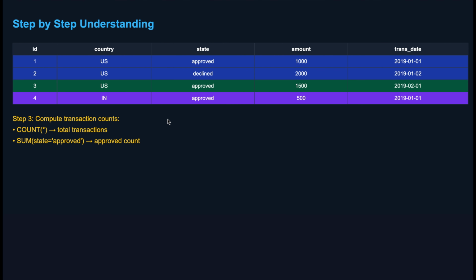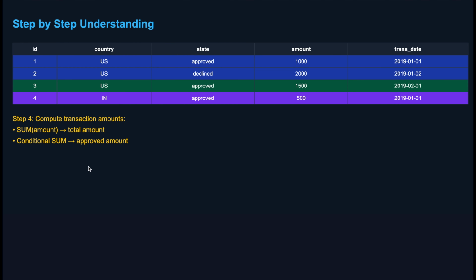Next, we compute the transaction counts. For each group, we take the count star, which gives us the total number of transactions, right? And then we count the number of approved transactions using this conditional sum aggregation, right? This works because the condition evaluates to 1 for approved rows and 0 otherwise, right?